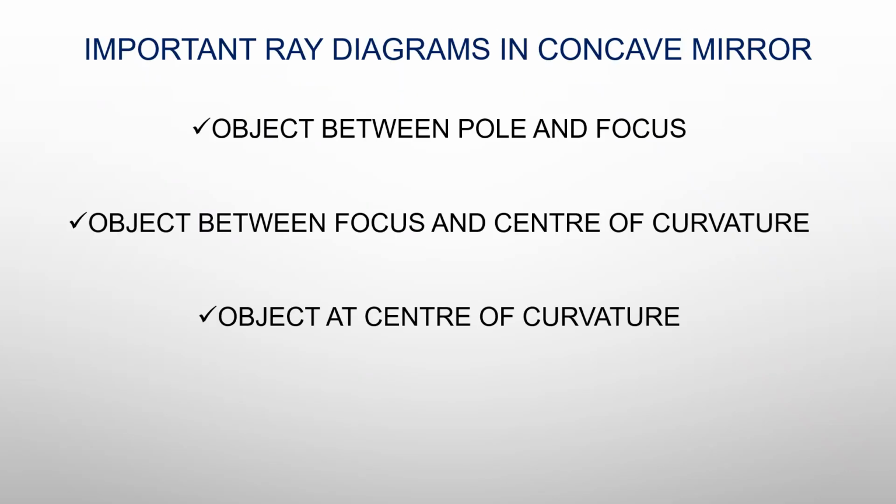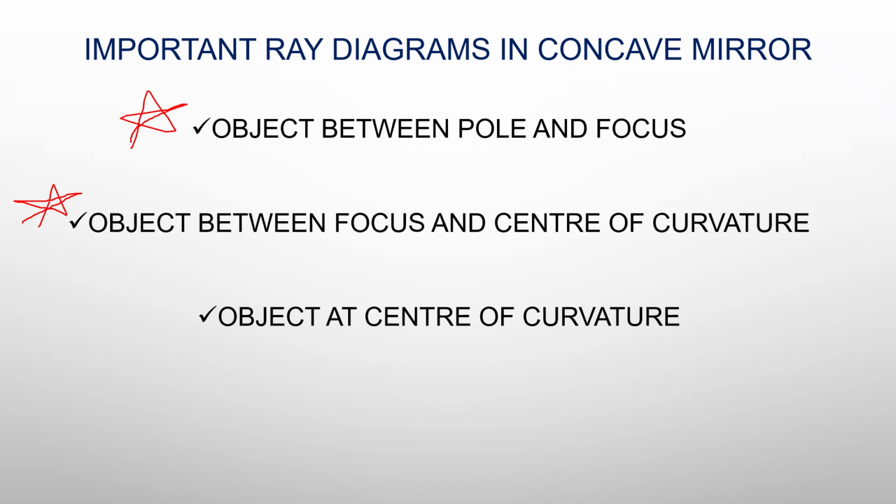Now let me show you what are all the important ray diagrams which you have to remember, as I told you earlier, for the numerical part as well as for the diagram drawing part. So here the object is kept between pole and focus, then object between focus and center of curvature, and object at center of curvature. So mostly I feel this one and this one, you can see in any of the papers, these two are very important and often asked.